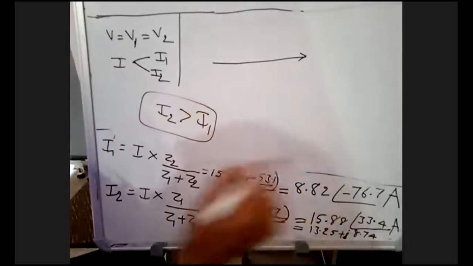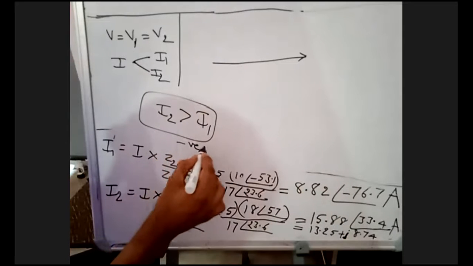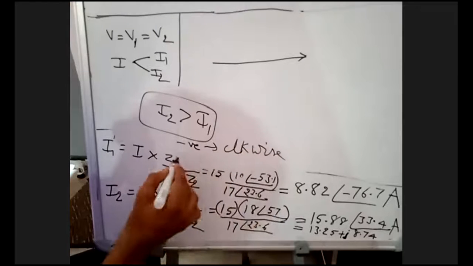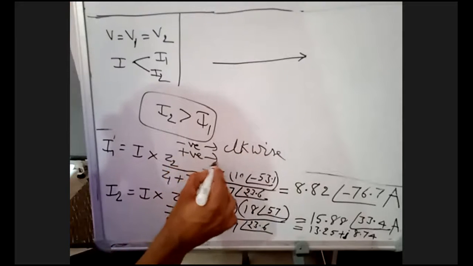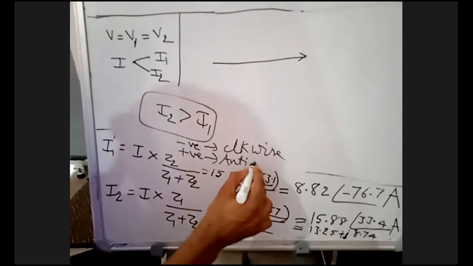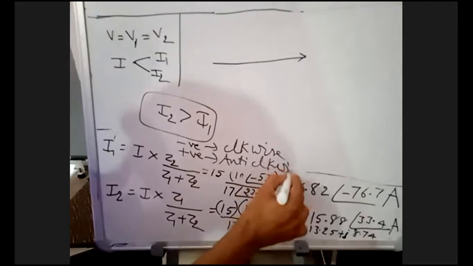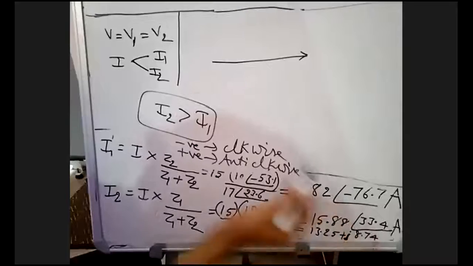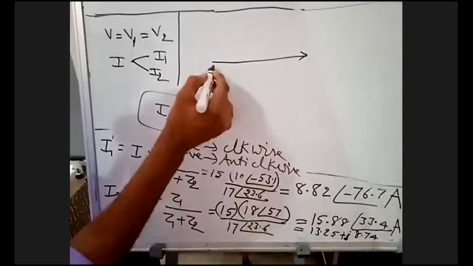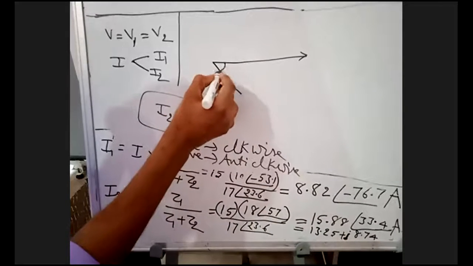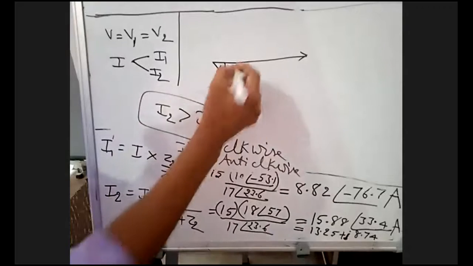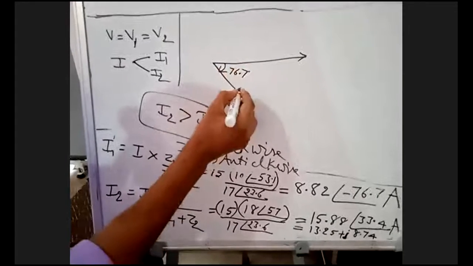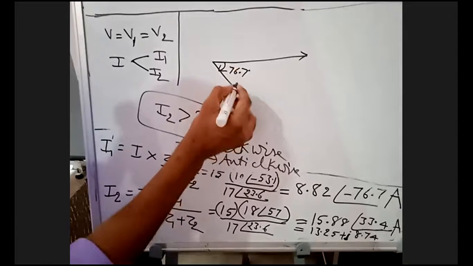Now if the angle is negative, take the clockwise direction. If the angle is positive, take anti-clockwise. So I am taking the clockwise direction for I1. The angle is 76.7 degrees. Let us take this as I1.